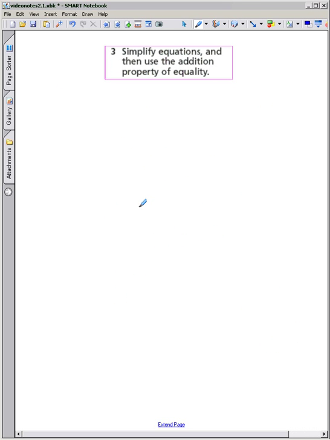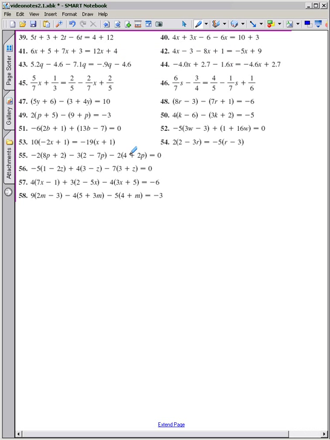The next few problems that we're going to encounter have some things where you actually have to simplify the side of the equation before you do the steps of solving or using the addition property of equality. So let's look at some of these problems. They look more involved, I will definitely say. So let's start with number 39. But if you remember your steps, the first thing you want to do is to simplify each side first.